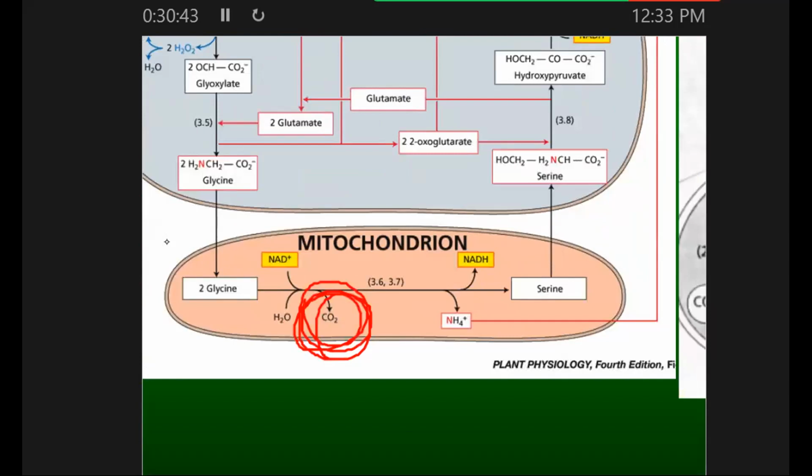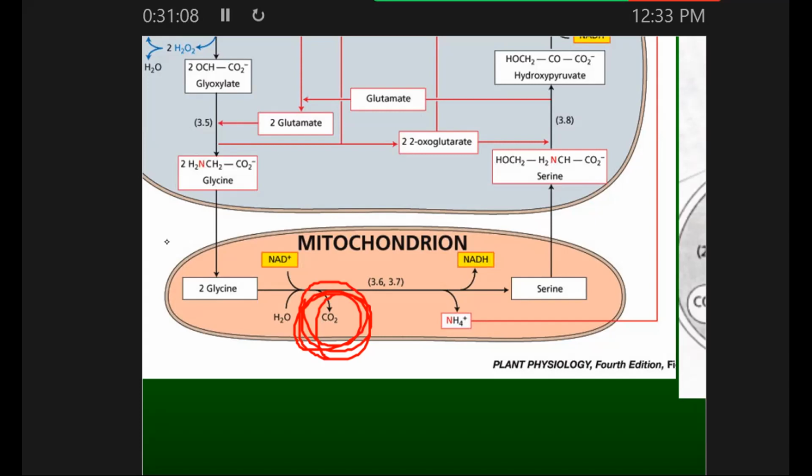That's a big deal. This is considered a major problem: the CO2 in the mitochondria is being given off, and that is what is lost. That won't get fixed into sugars. So that's the photorespiration idea. That's a loss of carbon. That's another way they say it. It's a loss of carbon.